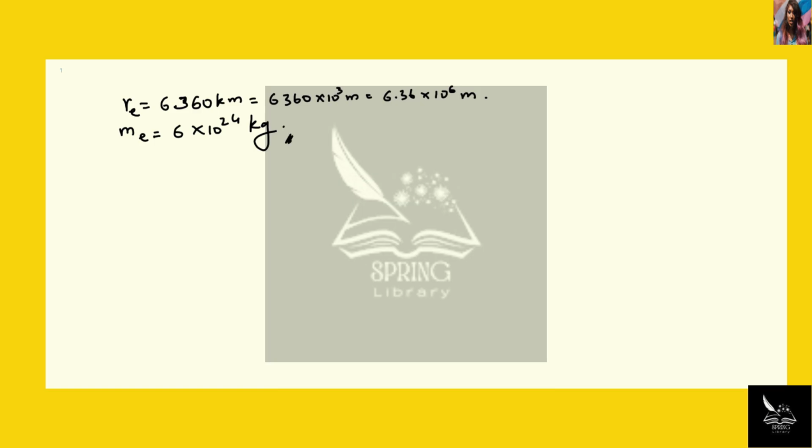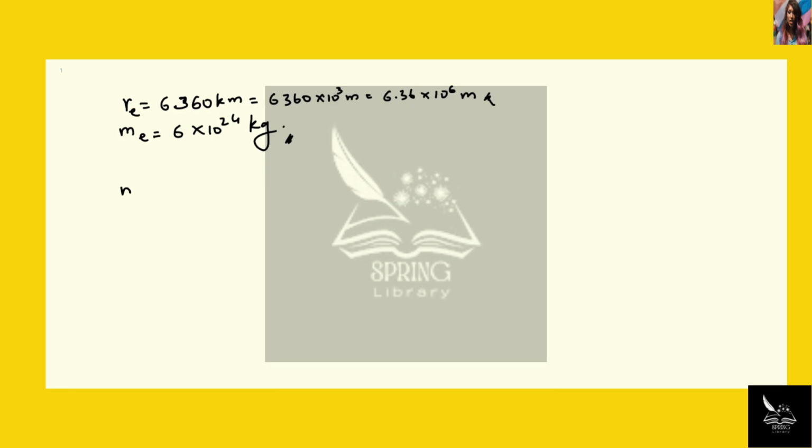Before proceeding to solve the problem, let us write down a few important numbers. The radius of Earth is 6,360 kilometers, which is 6360 multiplied by 10 power 3 meters, which is 6.36 into 10 power 6 meters. And the mass of Earth is 6 times 10 power 24 kilograms. Notice that I have left them in the SI units. That is usually recommended.